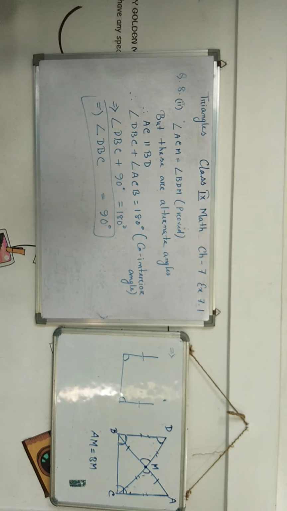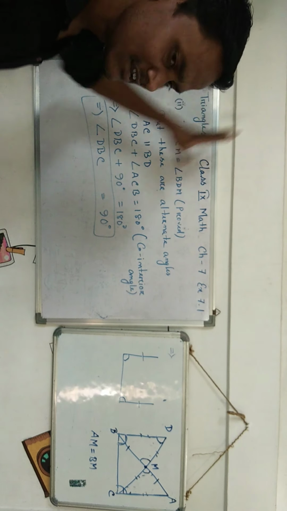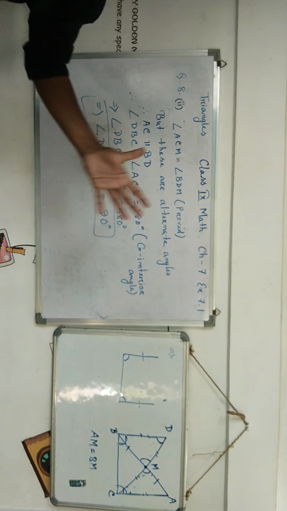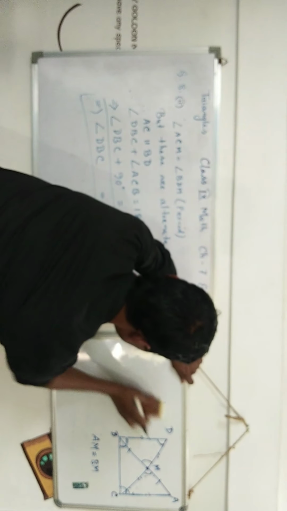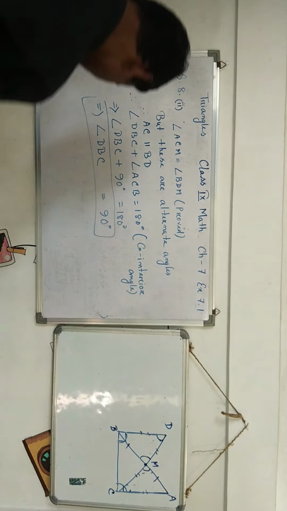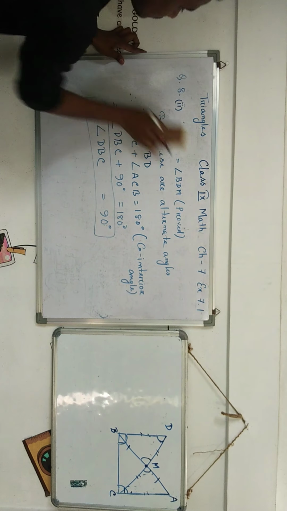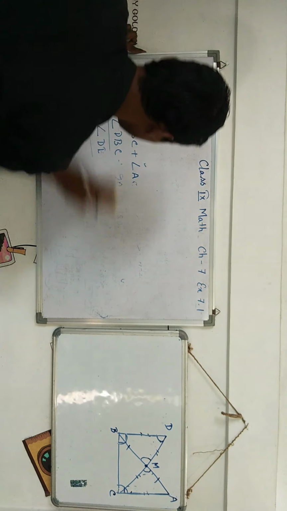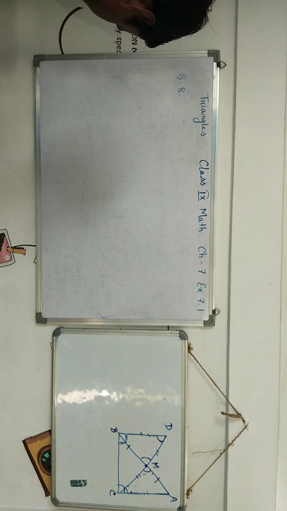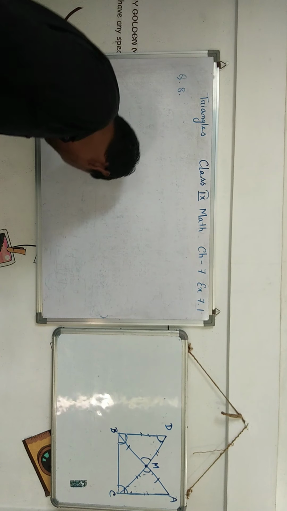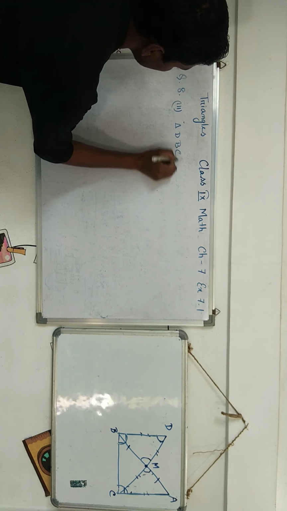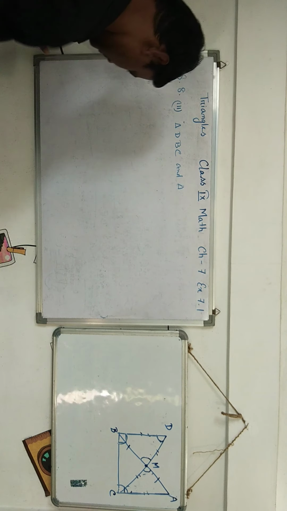Now let us move to the third part. Very simple to understand. Just think it through. Use the congruence rule and use the interior angle property. Next one is the third one. The question is we have to show triangle. The third one is also very simple. What we have to do is just take out the two triangles. In the third one we have to show triangle DBC and triangle ACB.